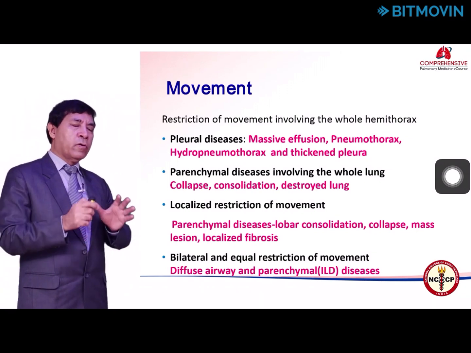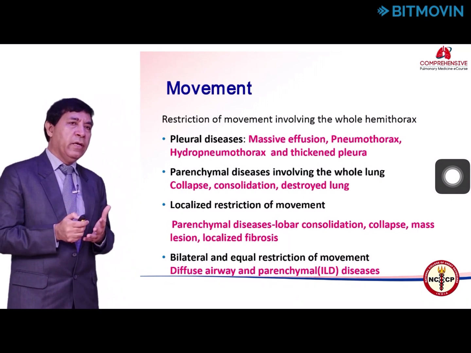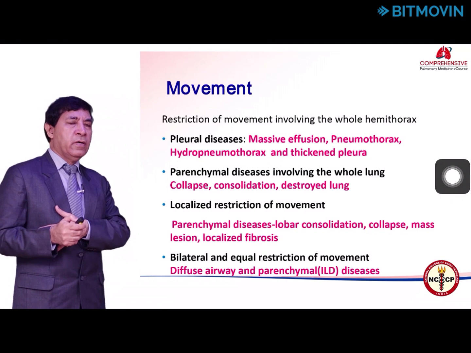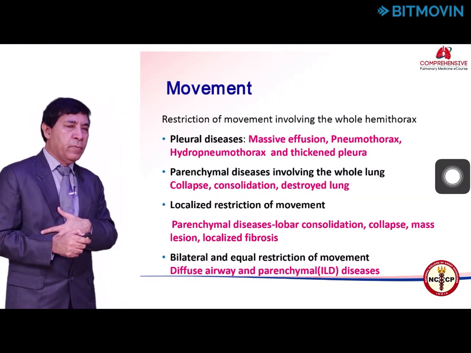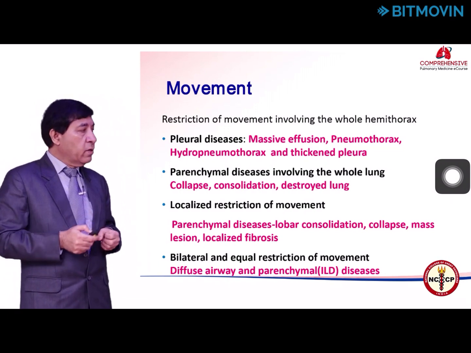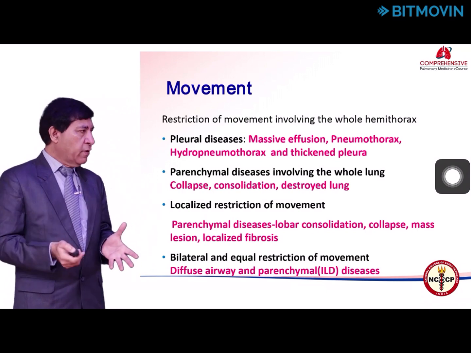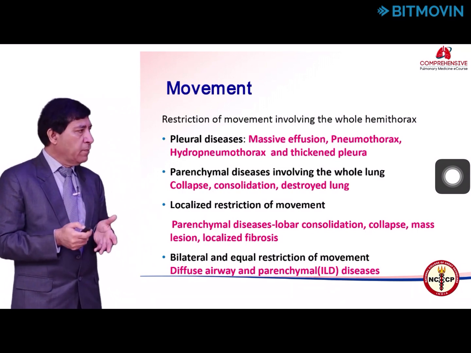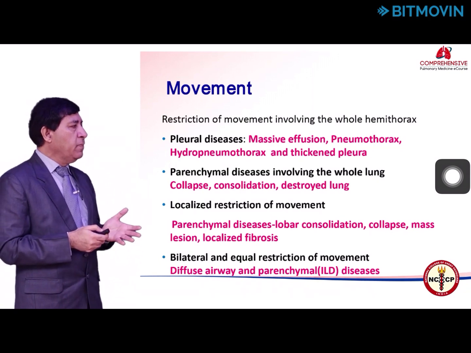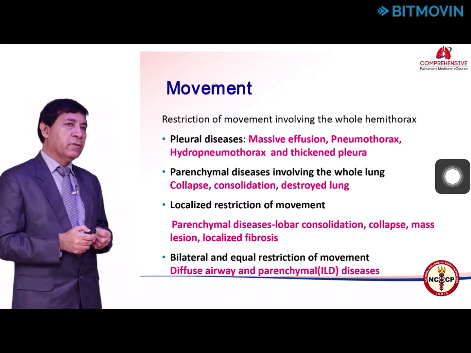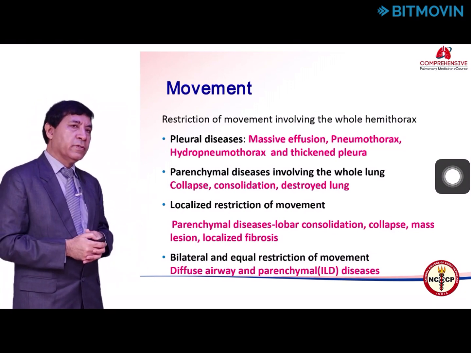The lower lobe occupies mainly the lower part posteriorly as well as the lower part of the lateral regions, and in between the upper lobe and this lower lobe area we have the middle lobe area. So, if the movements are restricted to a particular surface anatomy on the hemithorax corresponding to a particular lobe, then this patient may be having either a lobar consolidation, collapse, mass lesion, or a localized fibrosis.